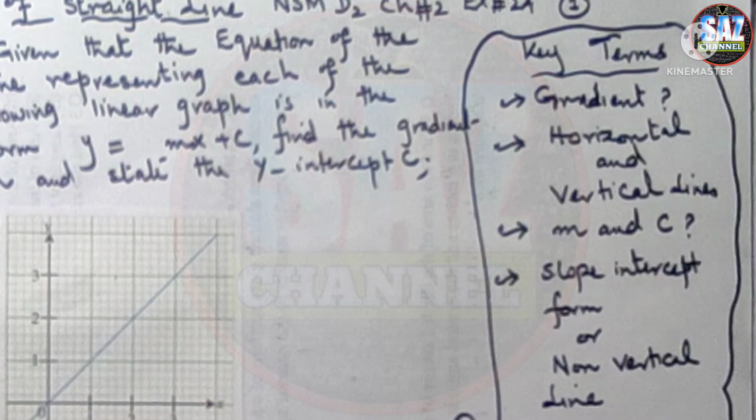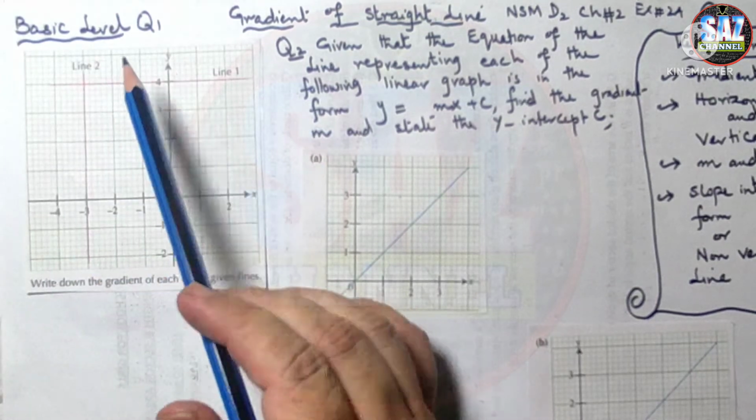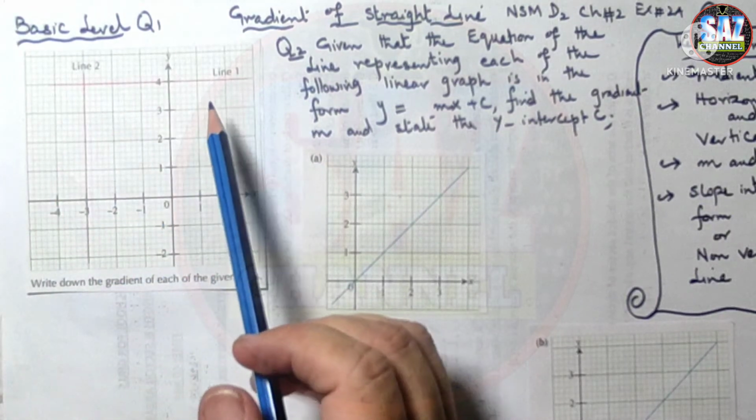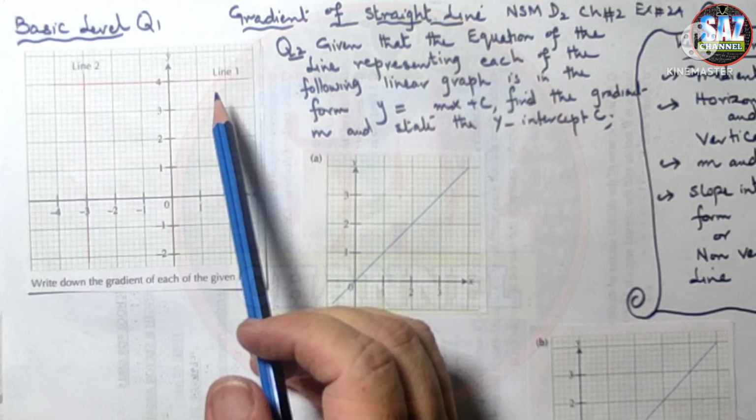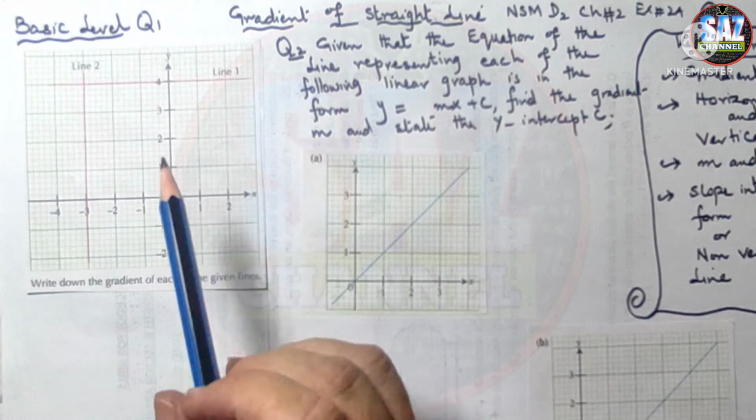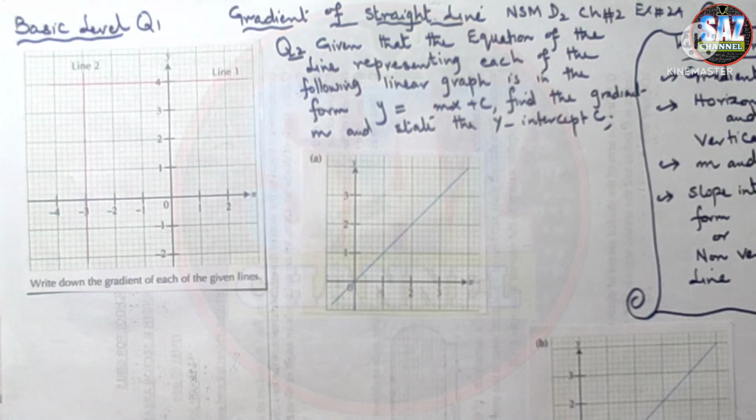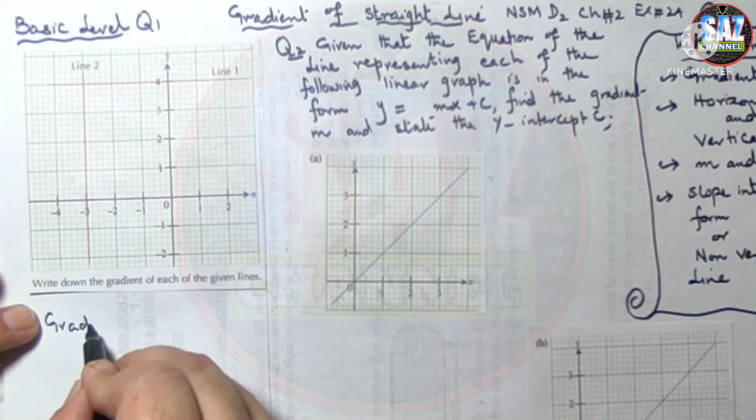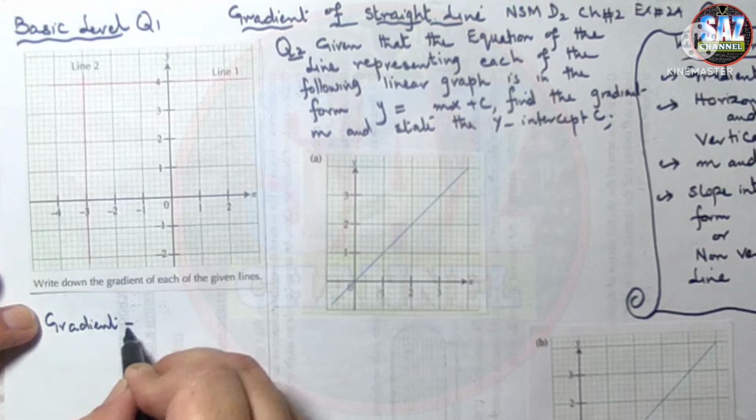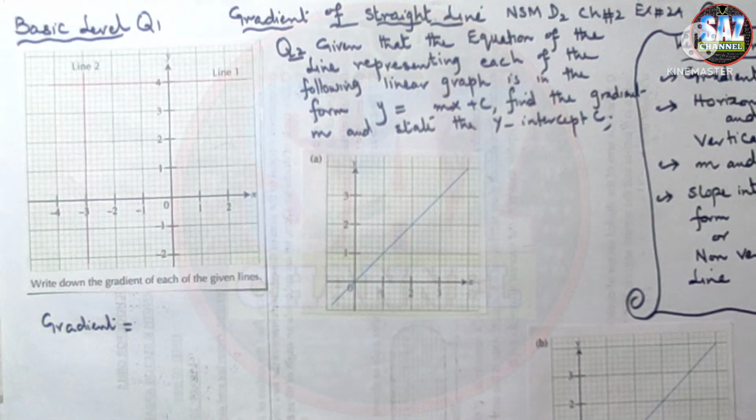In question 1, students, you can see the graph is already given to us, and there are two lines given in red color, and the question says we have to write the gradient of each of the following lines. So we have to find the gradient of line 1, keeping in mind that the gradient is the ratio of rise to run.